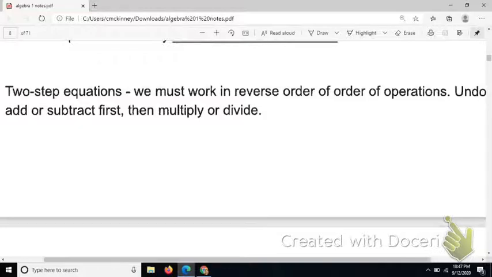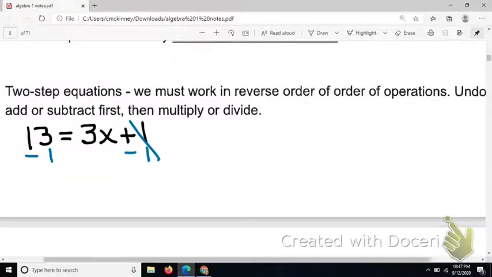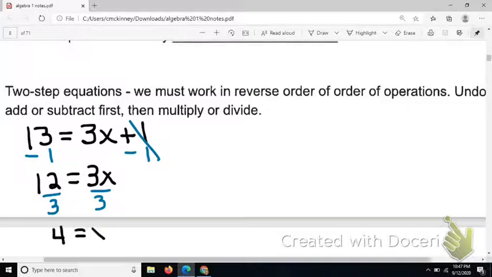So, a basic example. 13 is equal to 3x plus 1. To solve this, we'll subtract the 1 first, so we're undoing the addition. Whatever we do to one side, we're doing to the other side. So now I have 12 is equal to 3x. And then to get rid of the 3, we'll divide by 3. So then 4 is equal to x.